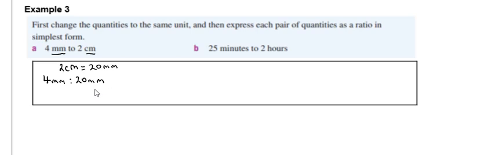Now when we have ratios in units, if the units are the same for both numbers, we can just ignore them. So now we have 4 to 20, and I know that 4 goes into 20, so if I divide both by 4, I'll end up with the ratio 1 to 5, because 20 divided by 4 is 5.